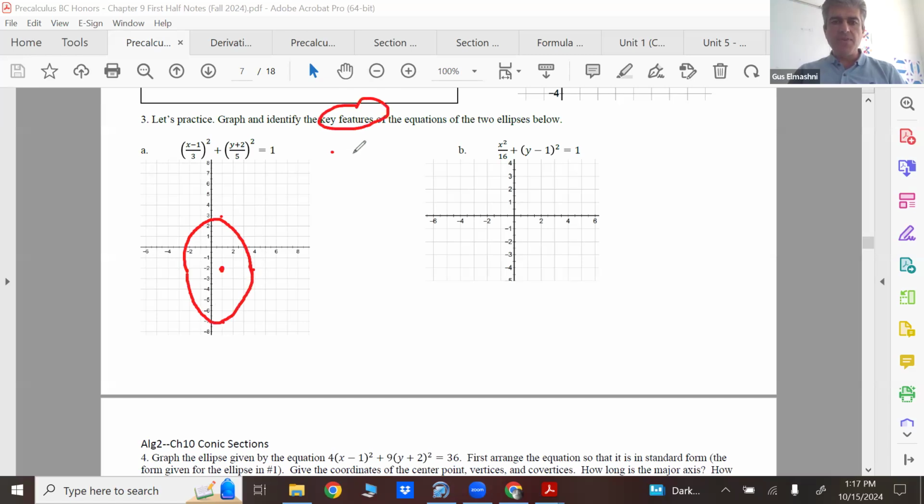And we have to state key features. That'd be the foci, the vertices, and the co-vertices, okay?